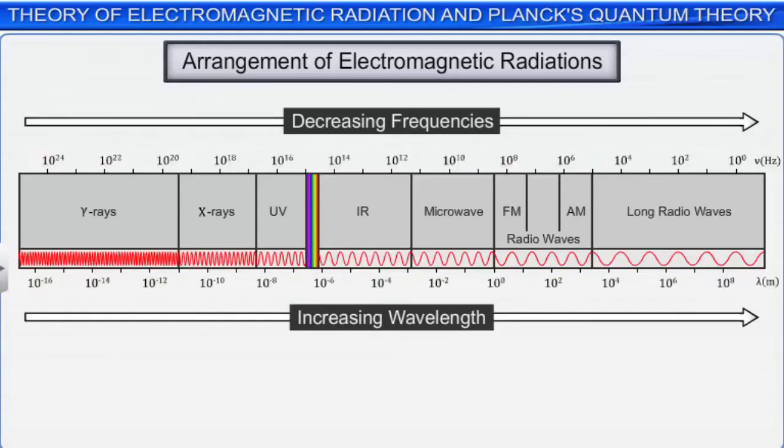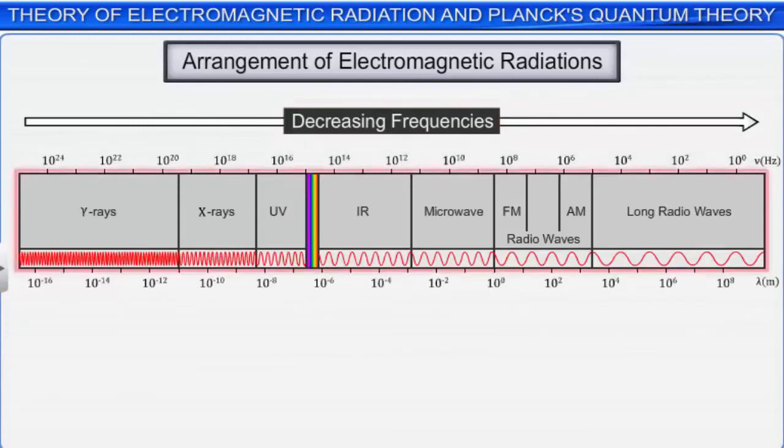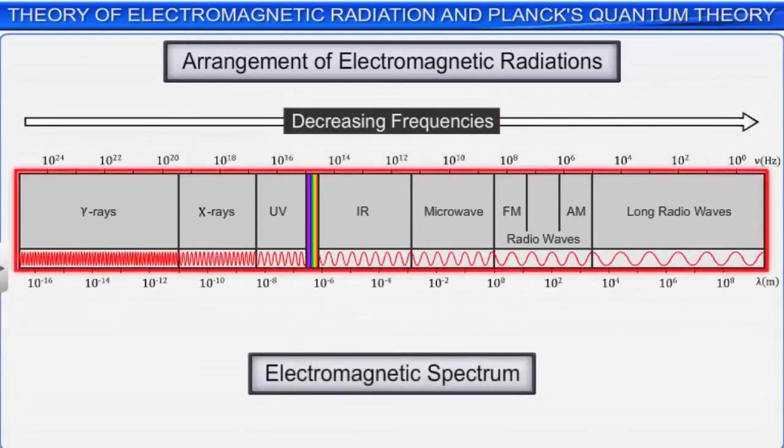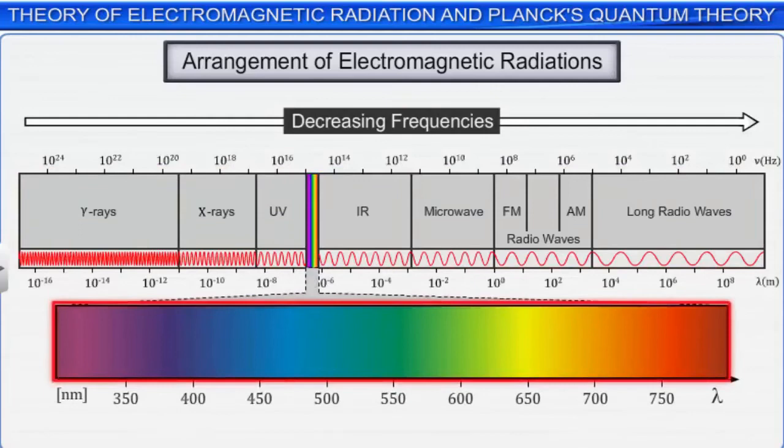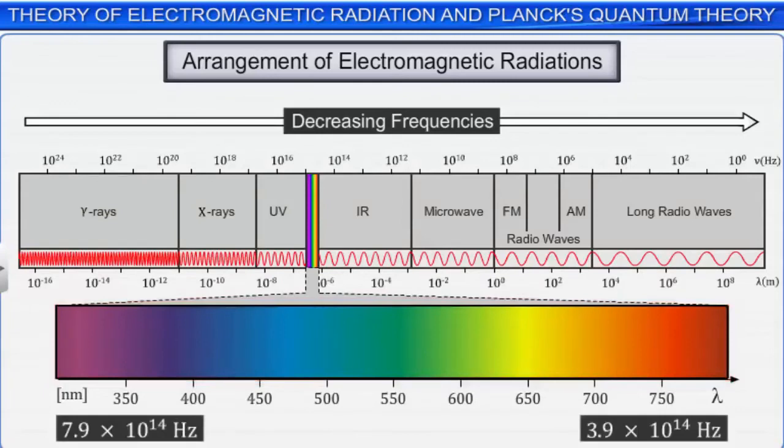When these electromagnetic waves of different wavelengths are arranged in the order of increasing wavelength or decreasing frequencies, it is called the electromagnetic spectrum. Of these, the radiations that are visible to the naked eye constitute the visible spectrum. The frequency range of the visible rays is 3.9 × 10^14 to 7.9 × 10^14 Hz.